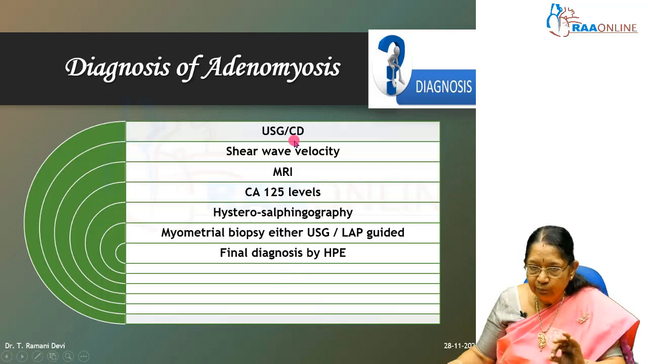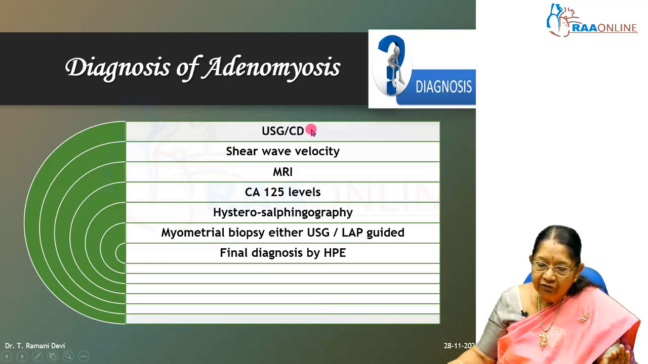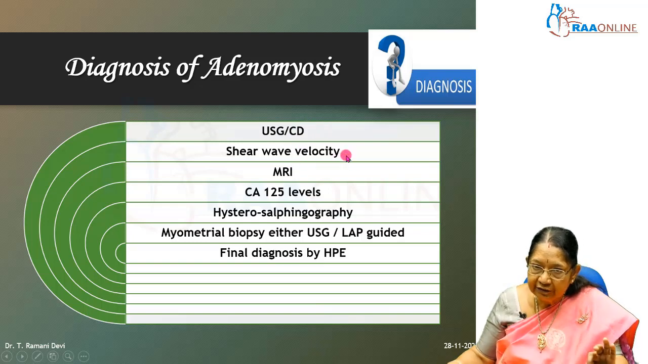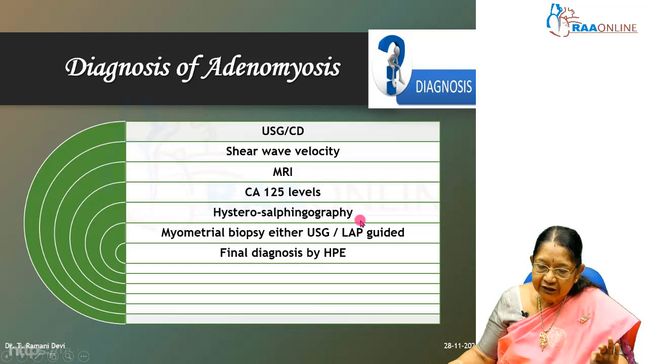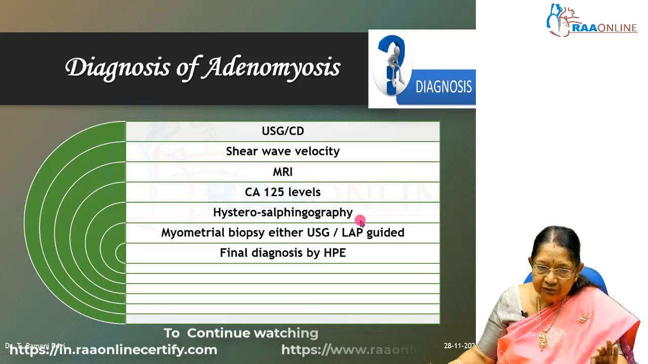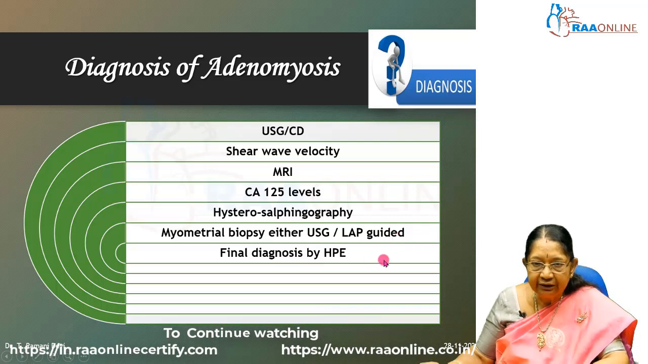For diagnosis, apart from clinical examination, the most important is simple ultrasound along with color Doppler. Shear wave elastography is a newer application in the same ultrasound, and then MRI. CA125 levels are elevated. Hysterosalpingography can show evidence of adenomyosis. Myometrial biopsy, either ultrasound guided or laparoscopy guided, and the final diagnosis is only by histopathology.